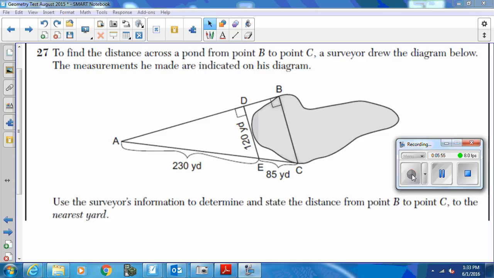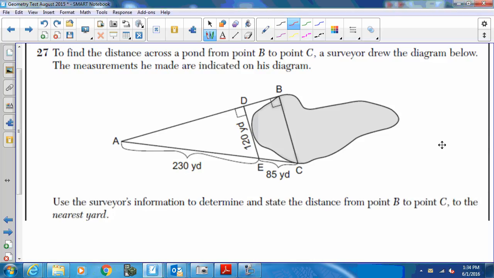Okay, looking at number 27. Let's read it. It says, to find the distance across a pond from point B to point C, a surveyor drew the diagram below. The measurements he made are indicated on this diagram. So to find the distance across the pond, from point B to point C, keep that in mind. It says use these surveyor's information to determine and state the distance from point B to point C to the nearest yard.